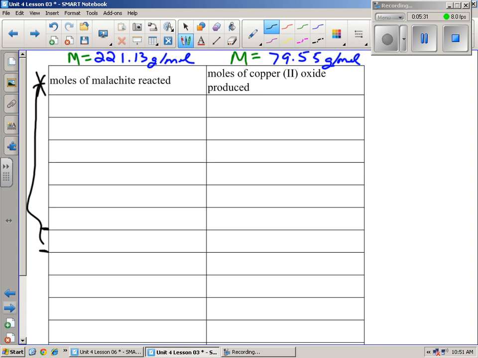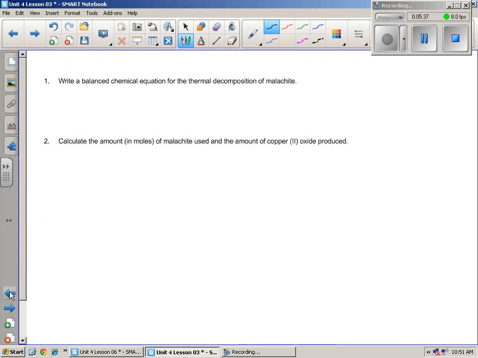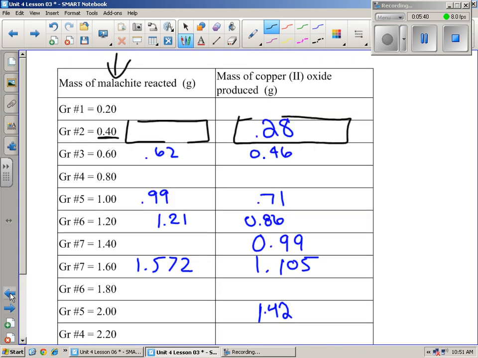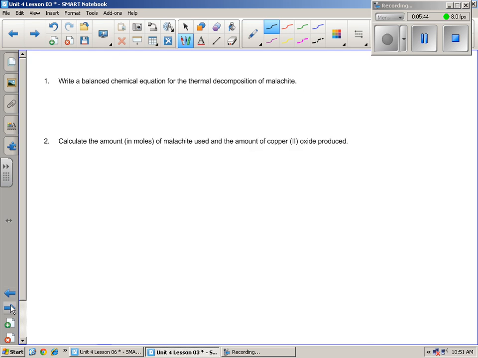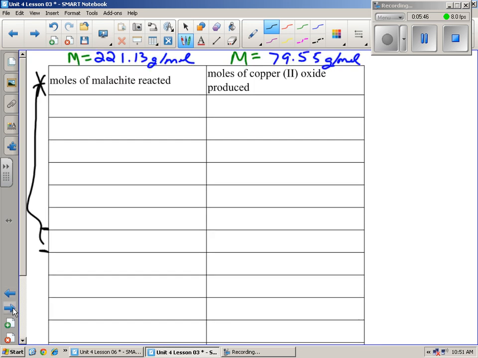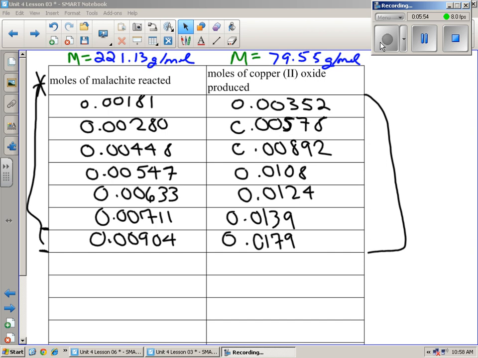You're going to record the corresponding moles of copper 2 oxide beside it. So you're going to go back to here, and all these numbers here need to get changed to moles, and you're going to write them down here in the first 7 blanks here, right there. Okay, good, go. So this is what you would get when you change all these to moles.